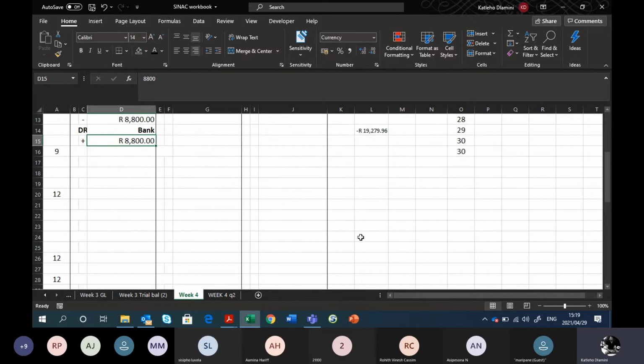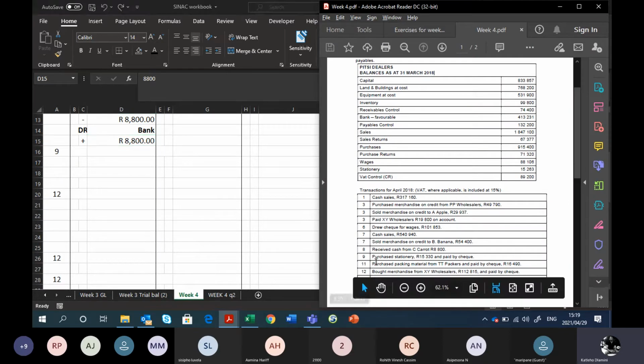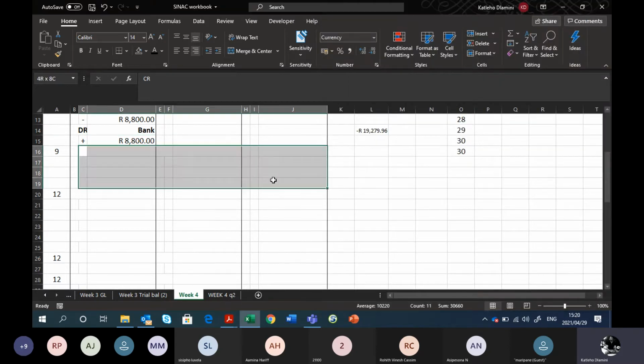On the 9th, purchased stationery for 15,330 rand and paid by check. Your stationery will be debited with the exclusive amount. Your bank account is credited with the full amount. And then your input VAT will be debited with the VAT amount. Let me just show it.